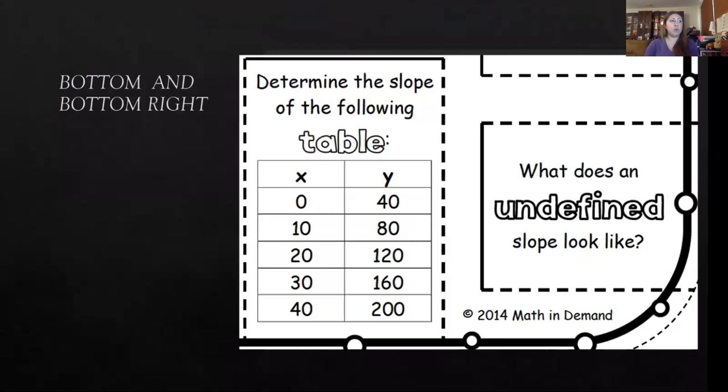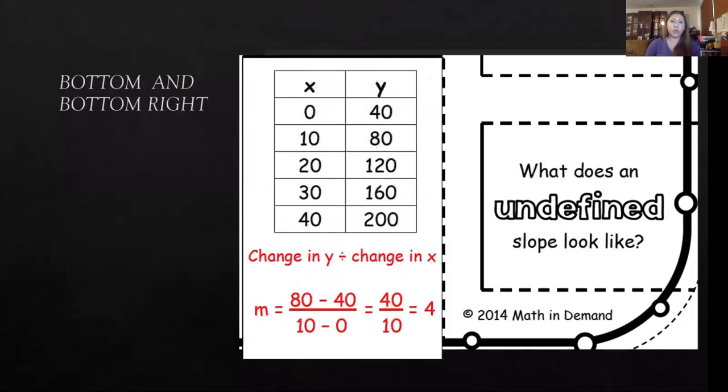Determine the slope of the following table. With that, we're going to still use the slope formula. Now, when you're picking points from a table, you need to pick a pair. They need to be right next to each other. It doesn't matter which ones you pick. You can pick the first one and you can pick this one. It does not matter which one you say is first and second. As long as you simplify it at the end, you should get the same answer every single time.